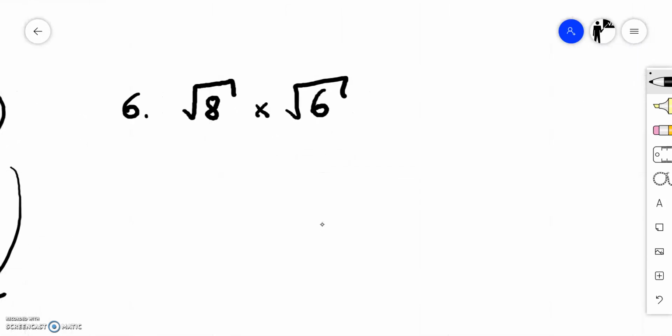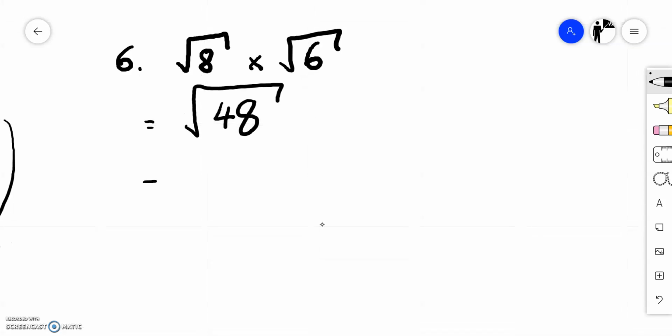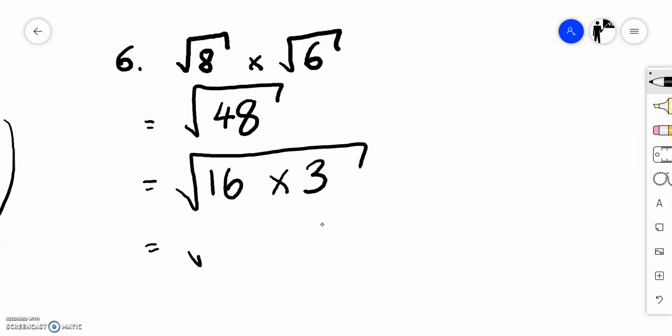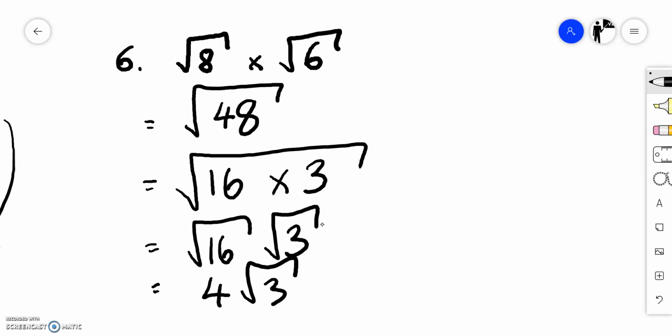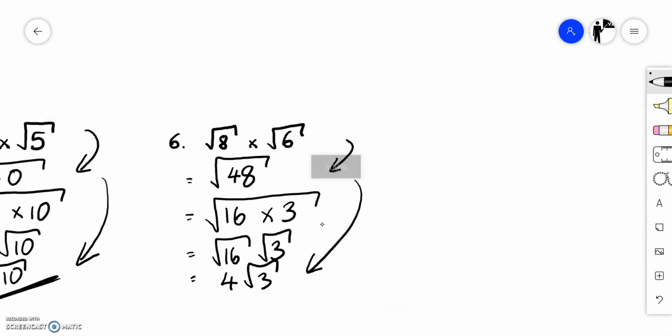Square root of 8 times the square root of 6. That's going to be the square root of 48. What's the biggest square number that goes into 48? That's 16. 16 times 3. So that's going to be root 16, root 3, which is 4 lots of root 3. We multiply and then we simplify.